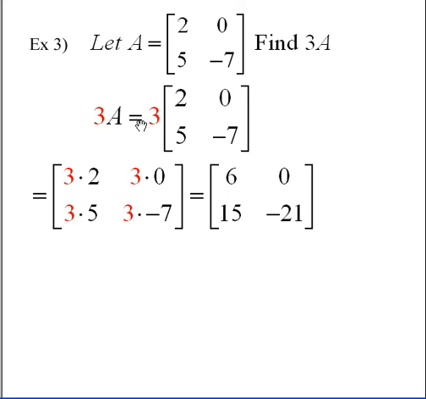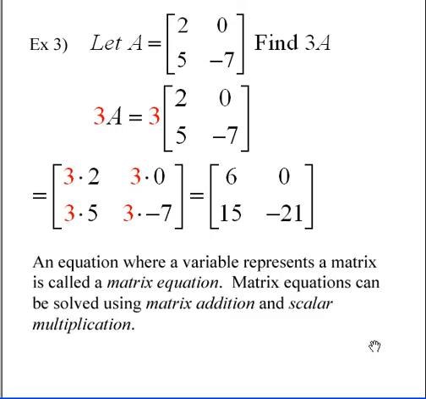So let's do that. We're going to take 3 times the 2, 3 times the 0, 3 times the 5, and 3 times the negative 7. Each element in that matrix gets multiplied by that number 3. And then let's just simplify that. 3 times 2 is 6, 3 times 0 is 0, 3 times 5 is 15, and then 3 times negative 7 is negative 21.